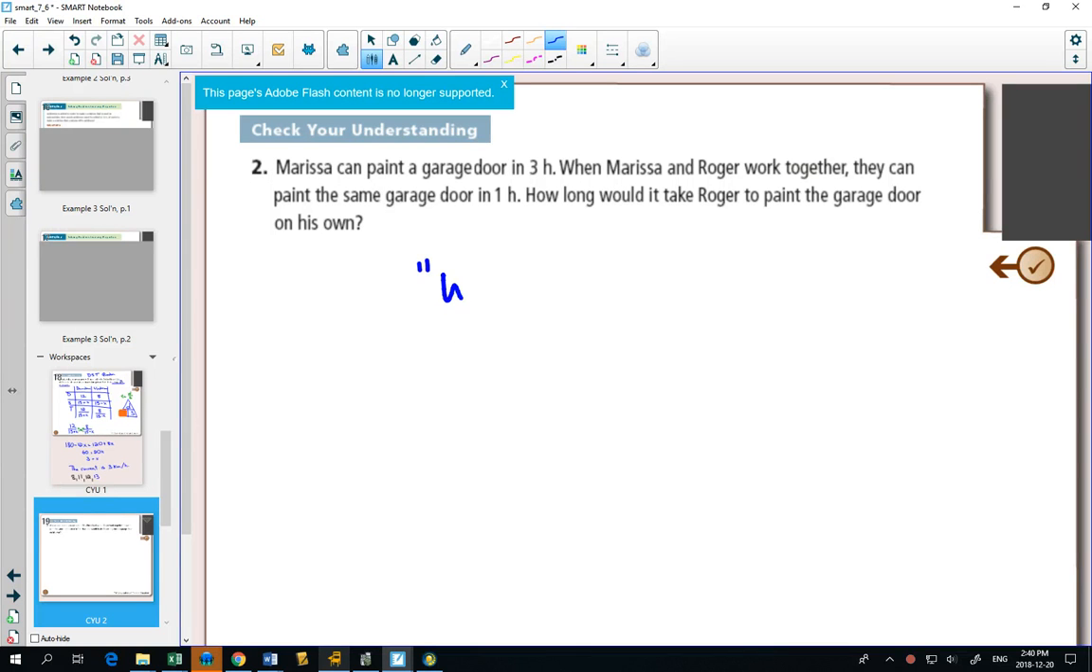So I call these work problems because some people can do some work faster than other people. In this case, Marissa can paint a garage door in 3 hours. When Marissa and Roger work together, they can finish it in an hour. How long would it take Roger to paint the garage door all by himself?